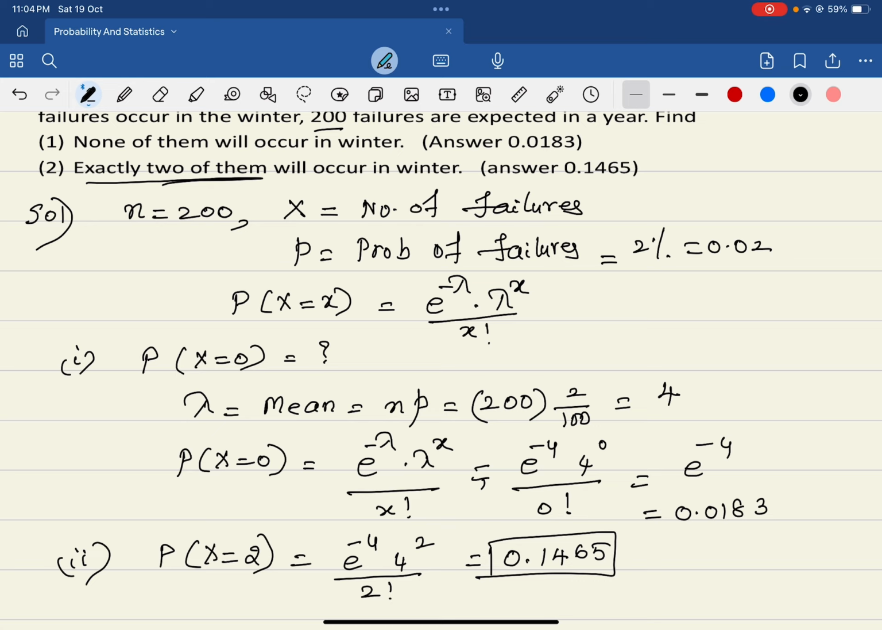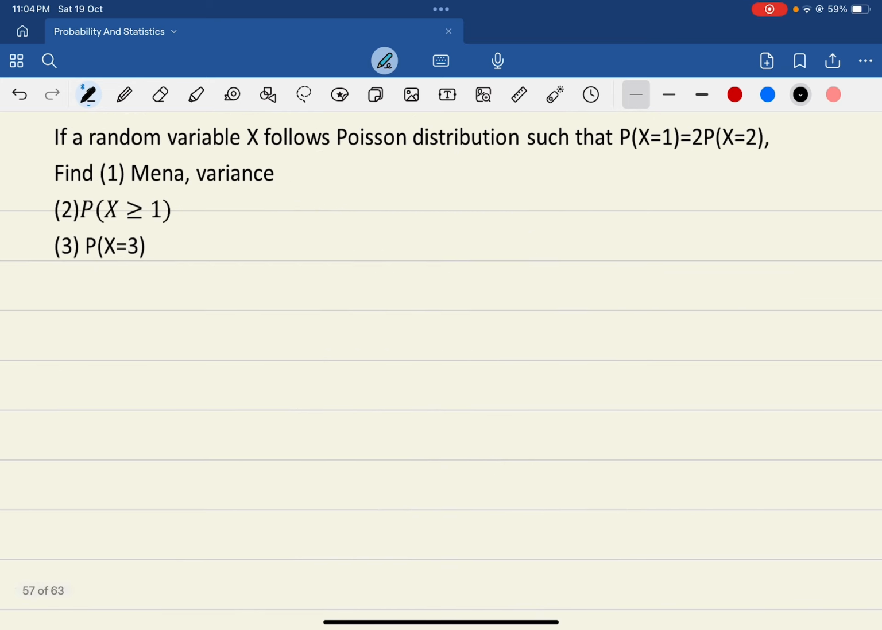Let us now go to the next problem. If a random variable x follows Poisson distribution such that P of x equal to 1 is equal to twice of P of x equal to 2, find the mean and variance, and second, P of x greater than or equal to 1 and P of x equal to 3. So this is what we have to do now in this question.